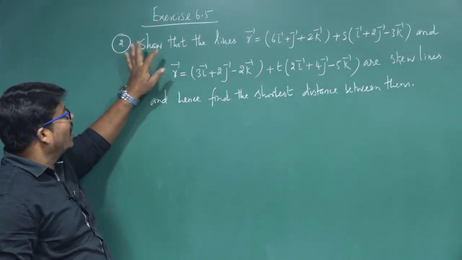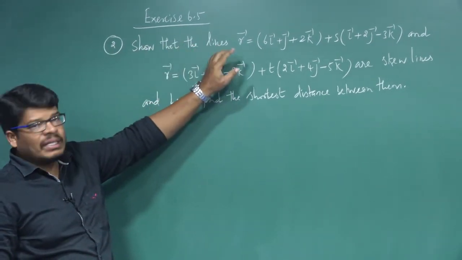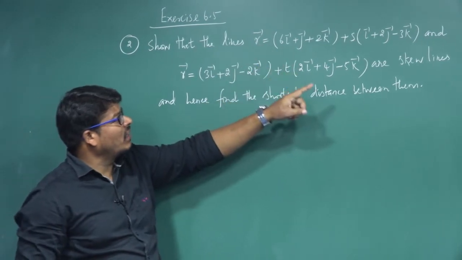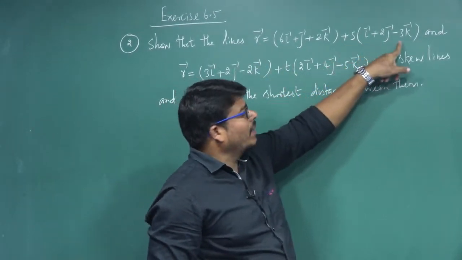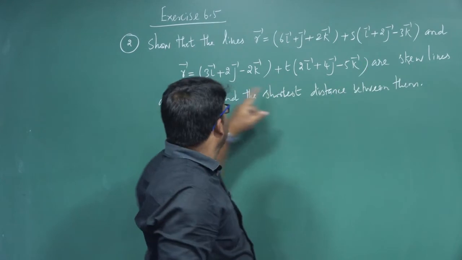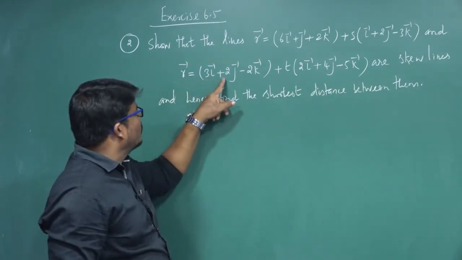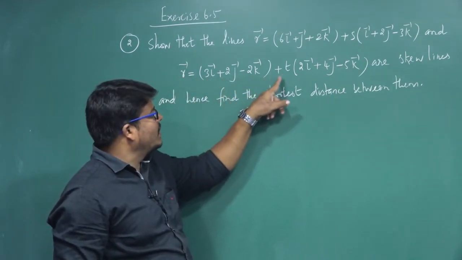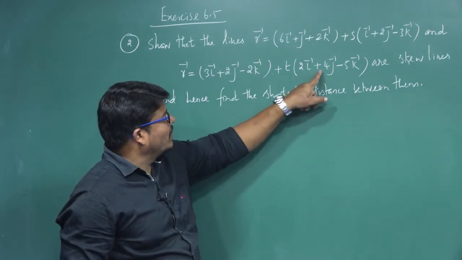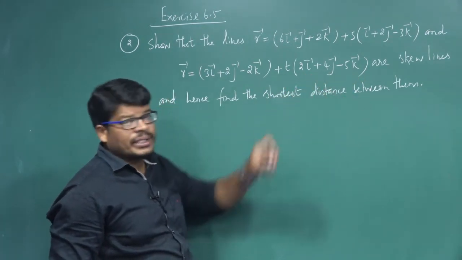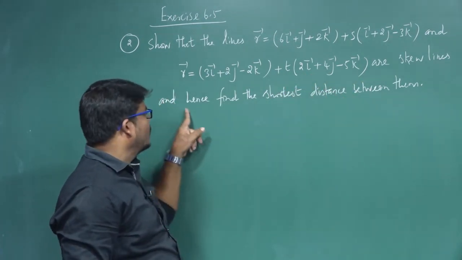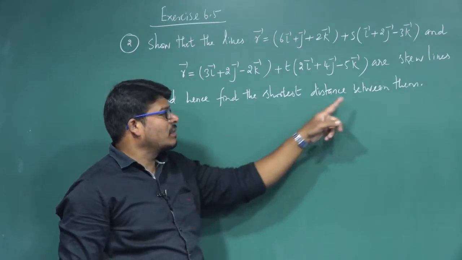Second one, show that the lines r vector equal to 6i vector plus j vector plus 2k vector plus s of i vector plus 2j vector minus 3k vector, and r vector equal to 3i vector plus 2j vector minus 2k vector plus t of 2i vector plus 4j vector minus 5k vector are skew lines, and hence find the shortest distance between them.